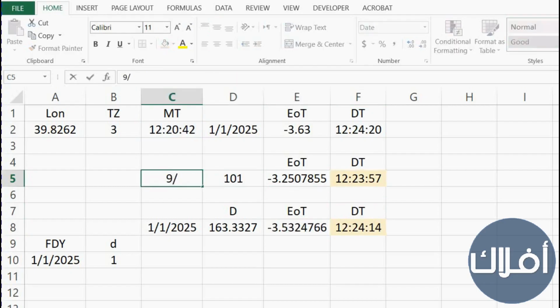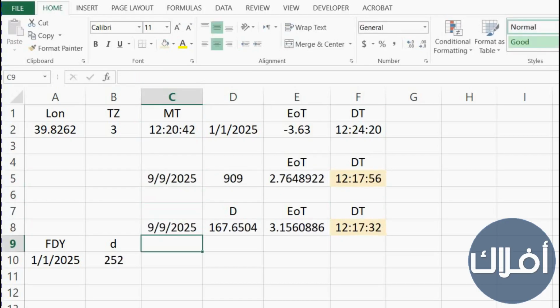We can change the date to 9/9/25 in both methods, and we'll see that the small d will be the day number of that year, and we get the results for Dhuhur time in the two methods with a difference of 24 seconds. The second method also has an error margin close to the error margin of the first method, which can exceed 50 seconds. However, this method has an advantage. It helps us understand the reasons behind the equation of time.